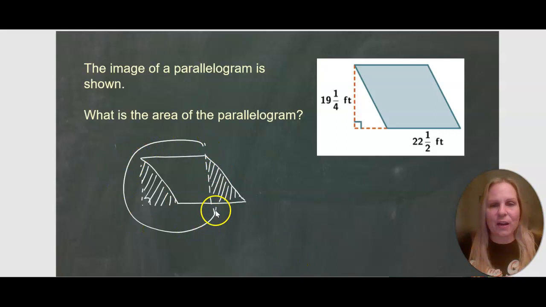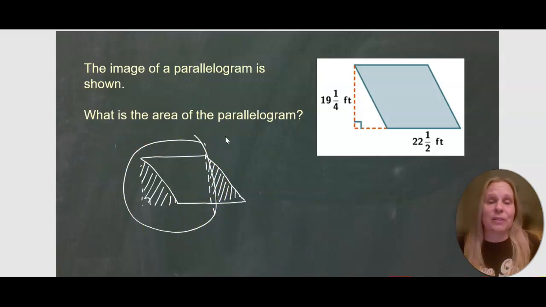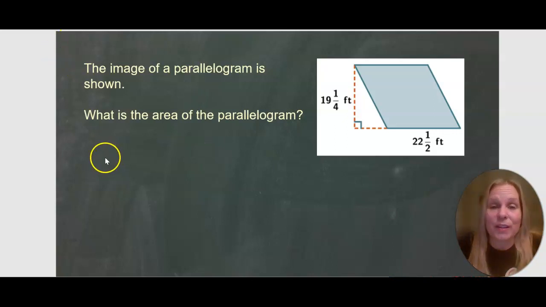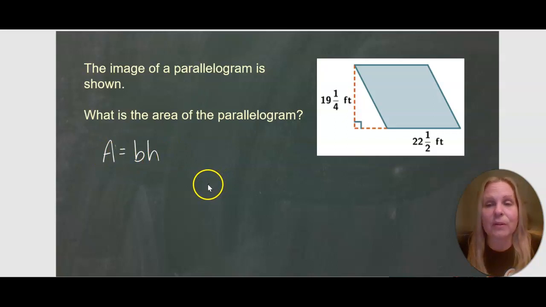Now the shape that I've got is a rectangle, right? If I cut that little triangle off the end and I move it to the other side, now I have a rectangle. So I can find the area of this rectangle by doing base times height, and it's going to be the same as the parallelogram, right? So that's what we're going to do. The area, we're going to do base times height, just the same way we would do for a rectangle.